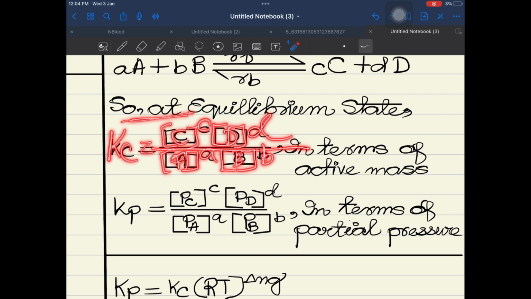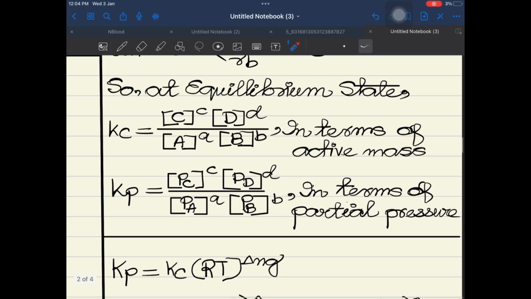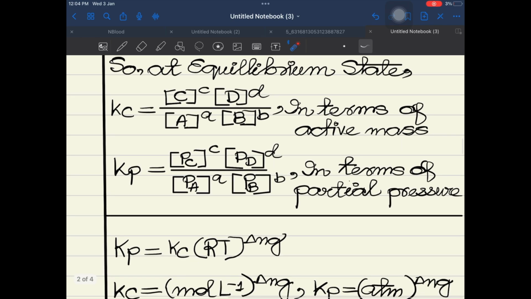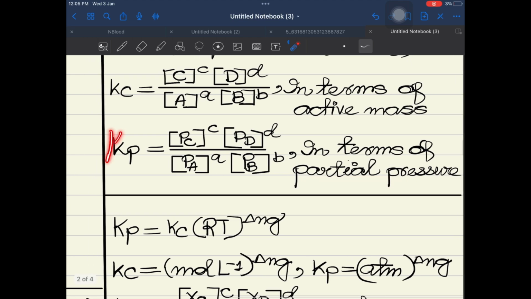So when we define K in terms of active mass, it is known as Kc. And when we define the equilibrium constant, that is K, in terms of partial pressure, then it is written as Kp.